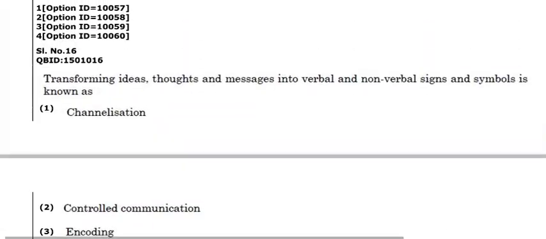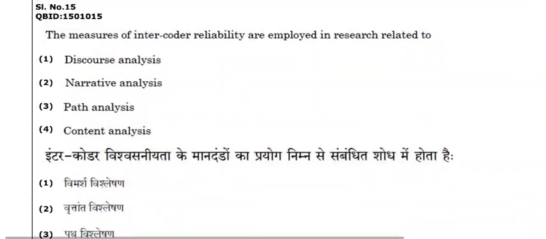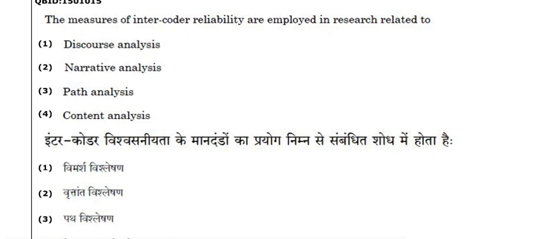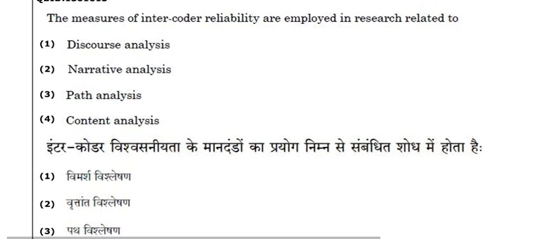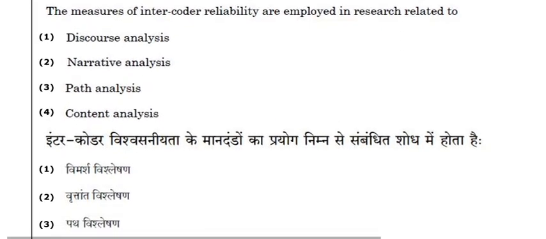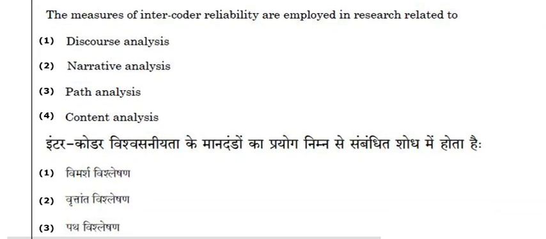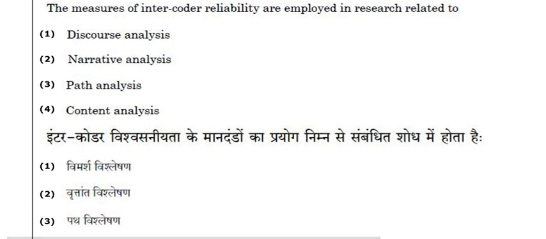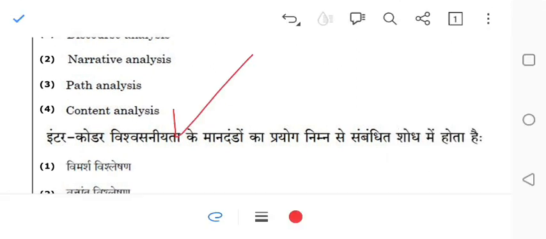Then number 15. 15 says, the measures of intercoder reliability are employed in research related to what? Discourse analysis, narrative analysis, path analysis and content analysis. Number 15, the correct answer will be number D, that means content analysis. This is what I have got.